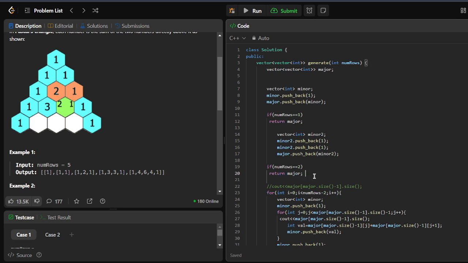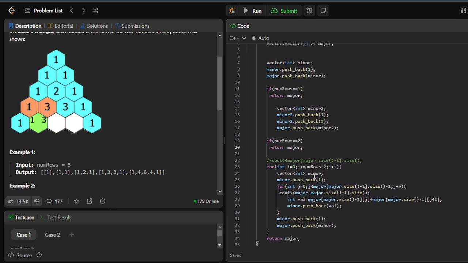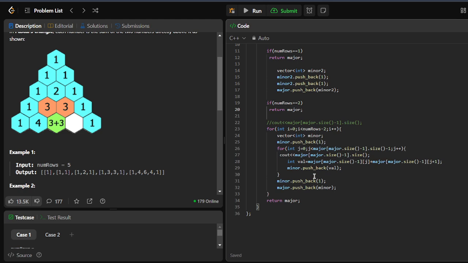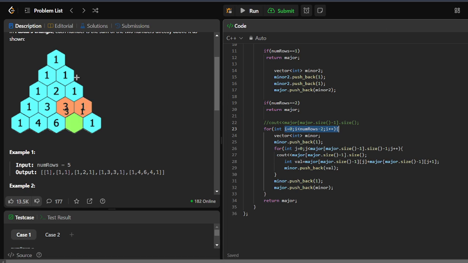Yes, all things are clear at that place. Now let's see. I am running the loop from 0 to n minus 2. Why? Because these 2 rows are complete. However, I cannot write it for this. Suppose our n is equal to 3 is given.